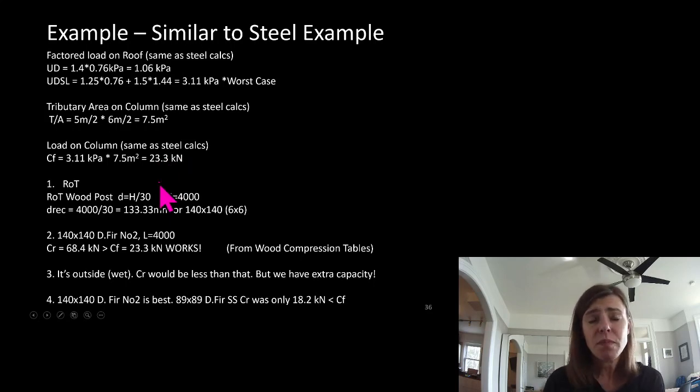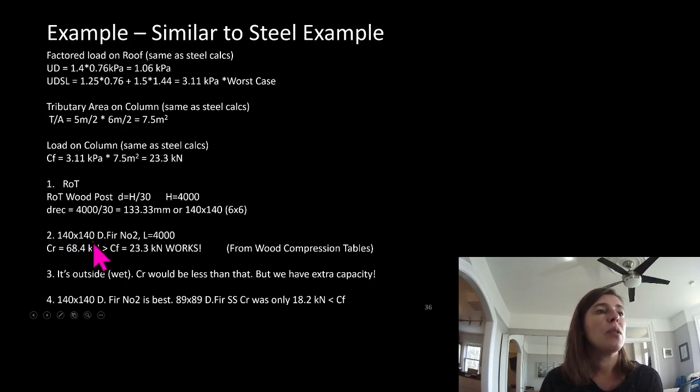So, step 1, they said sizing guidelines. Well, our height divided by 30 gives us 133 millimeters. Well, a 6x6, pretty darn good. 140 by 140 seems like a good estimate for our column size.